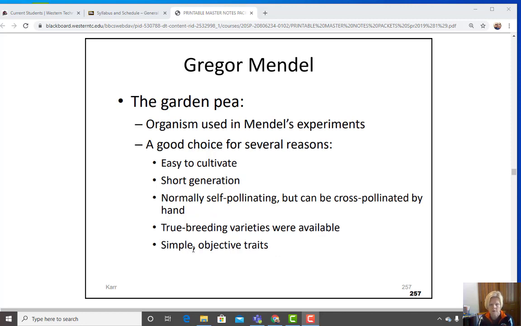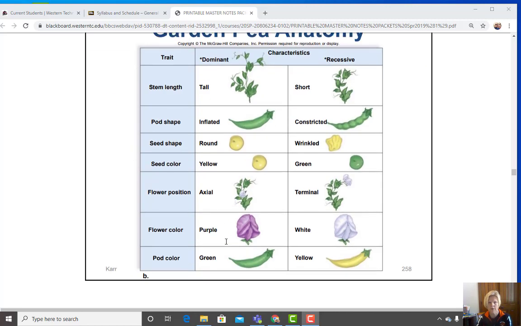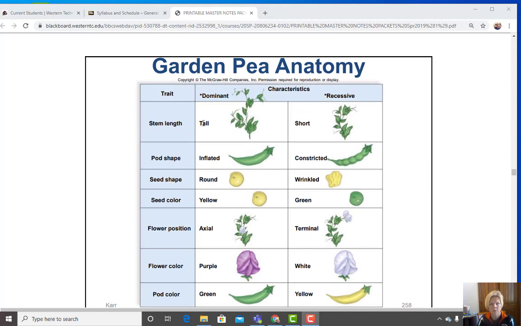So the traits that he observed were simple and objective. For example, when we look at the different traits here in this chart, he found through his experiments that a tall pea plant was dominant over a short pea plant. Or the shape of the pea pod that formed, it would be either inflated or constricted. The shape of the seed was either round or wrinkled. Seed color was yellow or green. Again, by doing his experiments, he could see which traits were recessive and which ones were dominant.